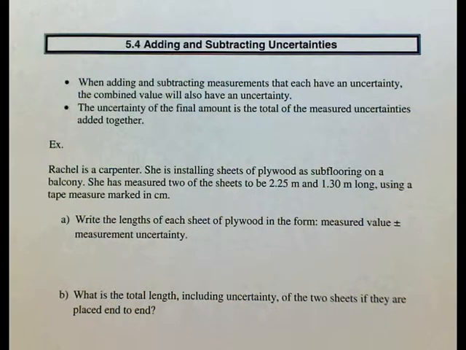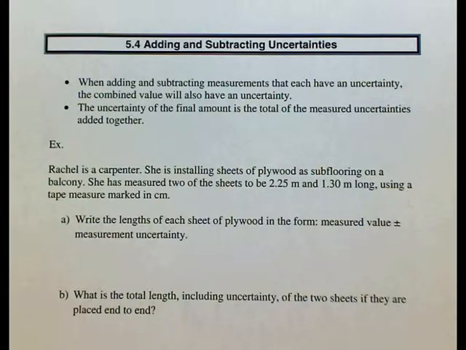5.4. Adding and subtracting uncertainties. When adding and subtracting measurements that have uncertainty, the combined value will also have an uncertainty. The uncertainty of the final amount is the total of the measured uncertainties added together.